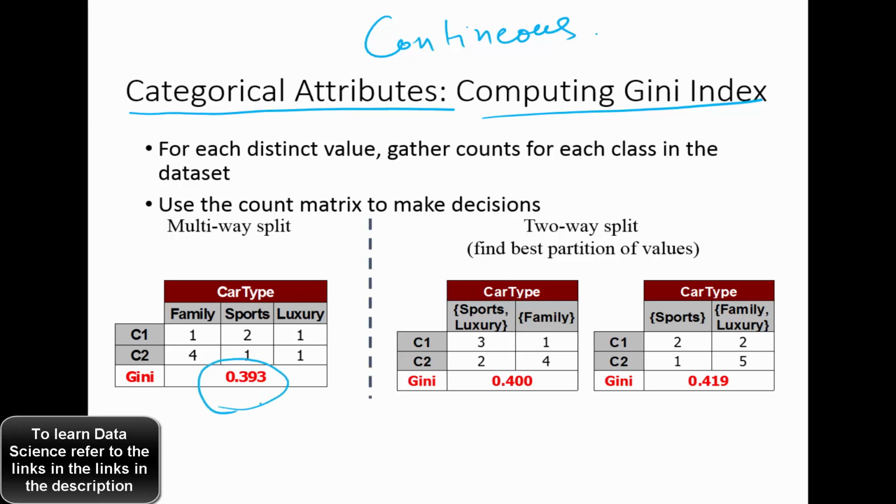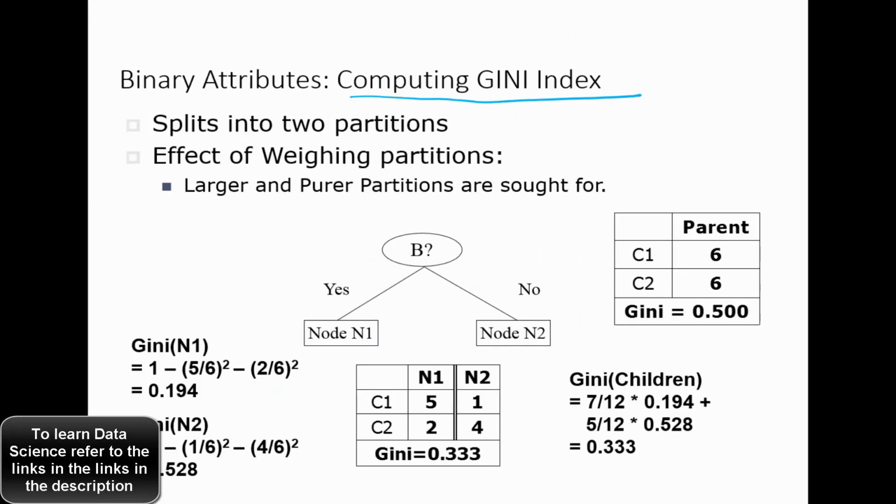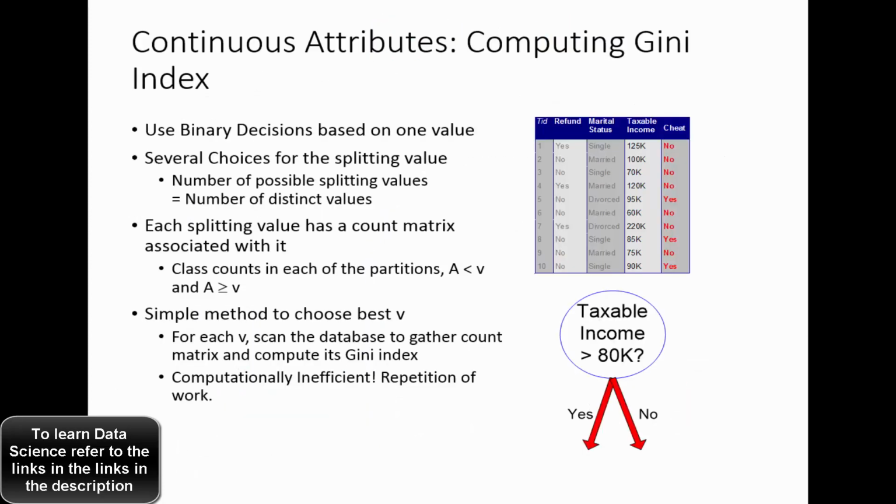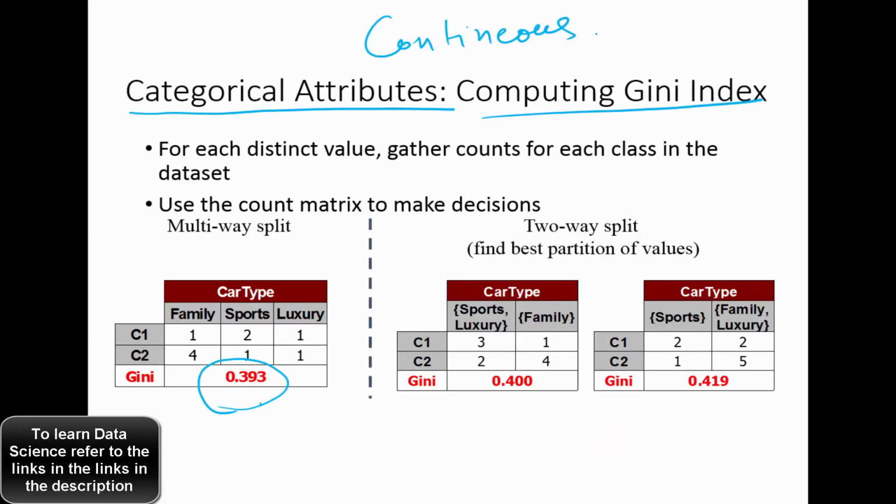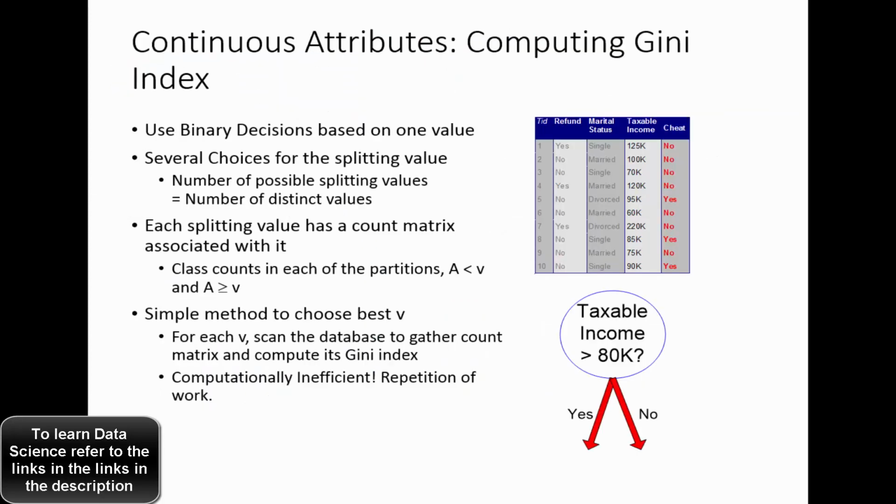So how do you do that? You calculate the proportion and find it out. I won't go into the details of it. All you need to know from this slide is that even for categorical attributes, you can use the Gini index and use that for splitting your data into different classes.